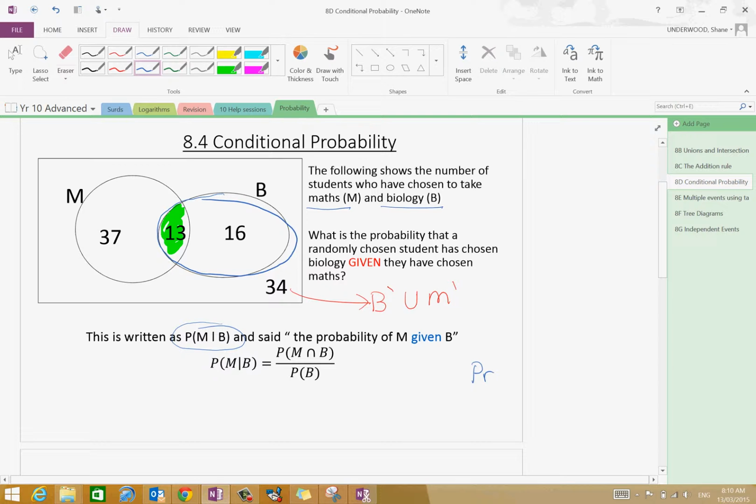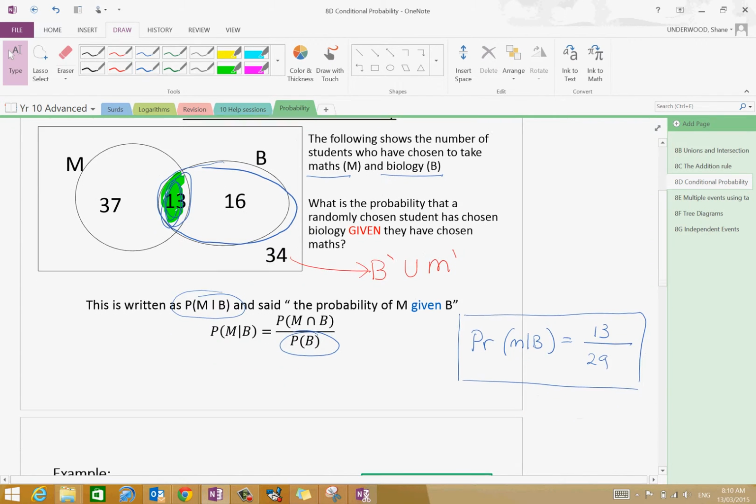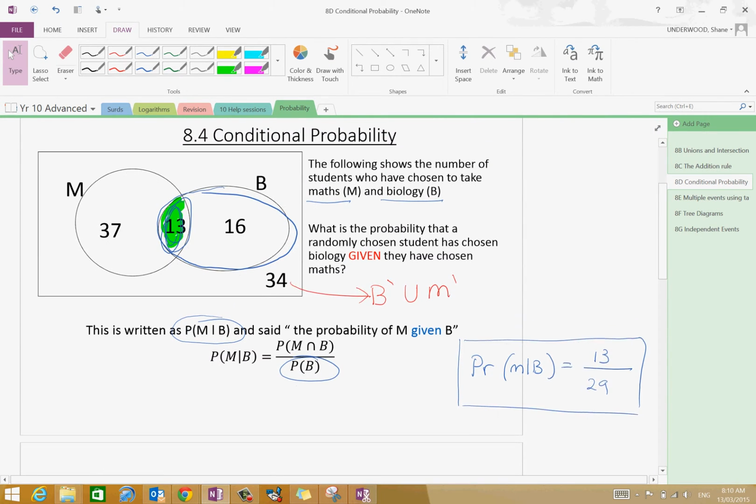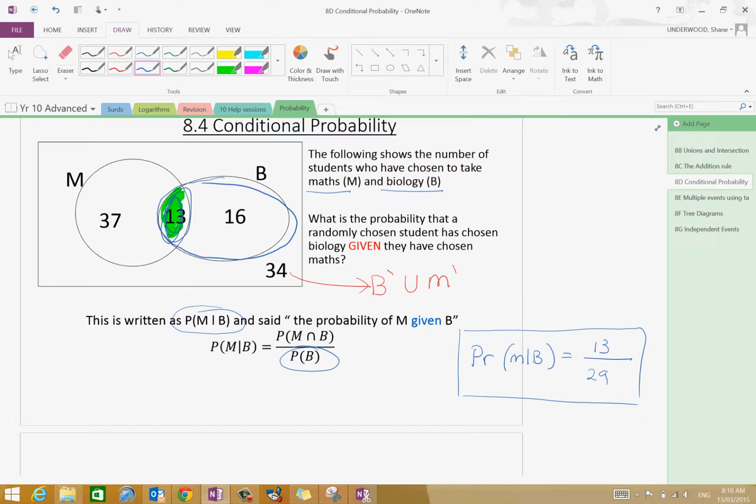The probability of M given B is equal to the number of favourable outcomes, which is basically this intersection here, or 13, and this time it's out of the number in B, which is 29. Now this isn't the probability yet, but it gives the probability as a fraction: 13 out of 29 students are doing maths given that they're doing biology. So this is what we call conditional probability, written as the probability of maths given biology.